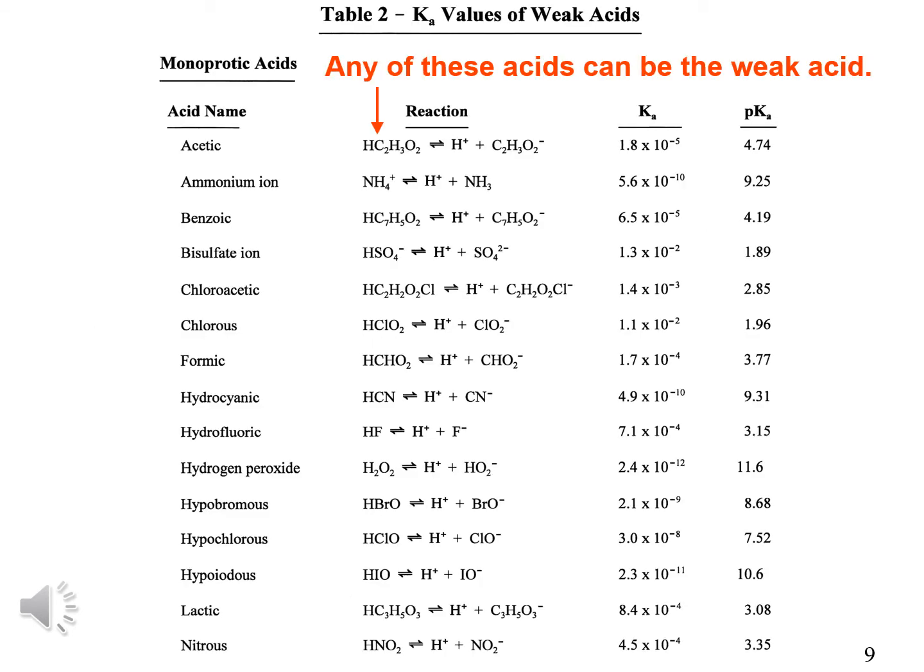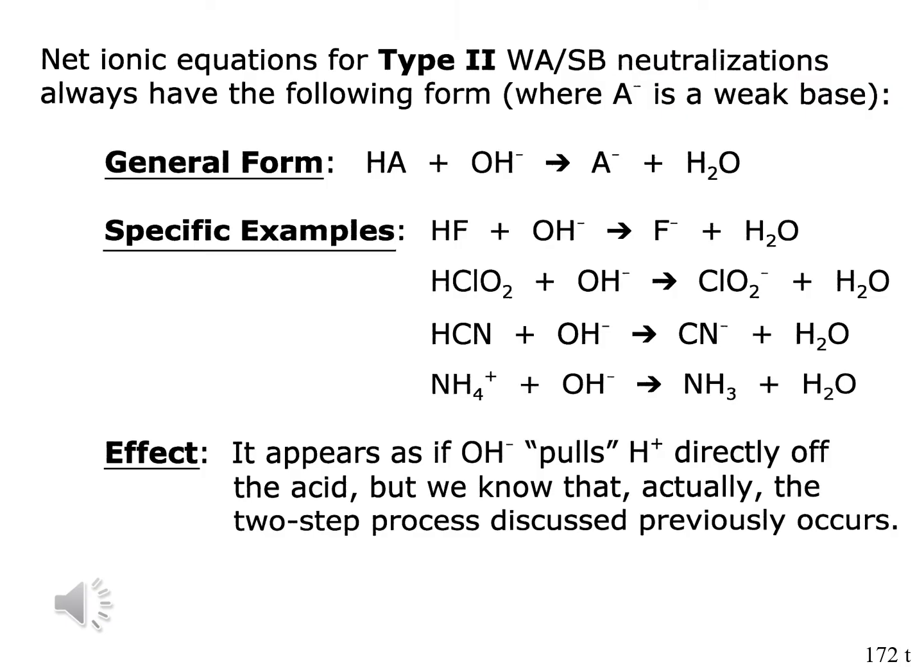Now, any of the weak acids in your Ka table can serve as a part of a buffer. And those weak acids also include the ones in the diprotic table on page 10. I'm going to show that later. The general form for a type 2 neutralization is where, as you can see, the HA representing any acid, the OH pulls the H off and you're left with a negative ion. And I showed you some specific examples of this with acids from your Ka table.